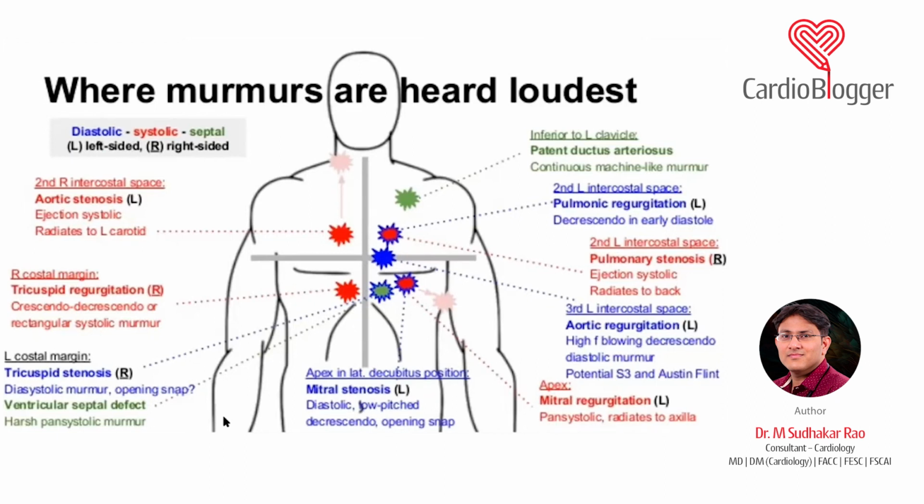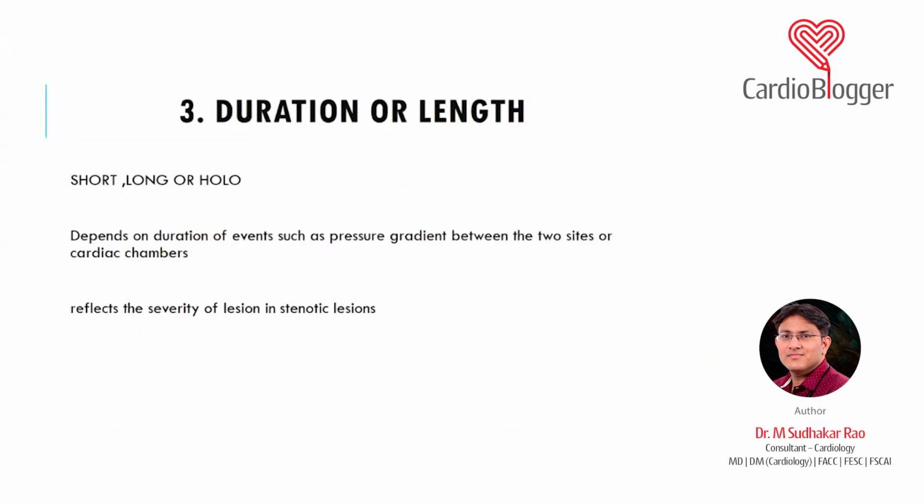You go further down, you will get the murmurs in the tricuspid area. The murmurs best heard here are tricuspid regurgitation and tricuspid stenosis. And as you go down to the apex, you get the murmurs of mitral regurgitation and mitral stenosis. Now let us discuss these murmurs in detail as we come to the further slides. So the duration and the length of the murmur are important.